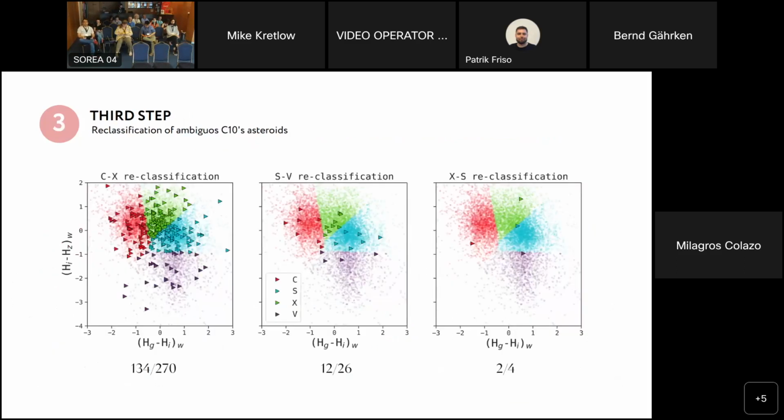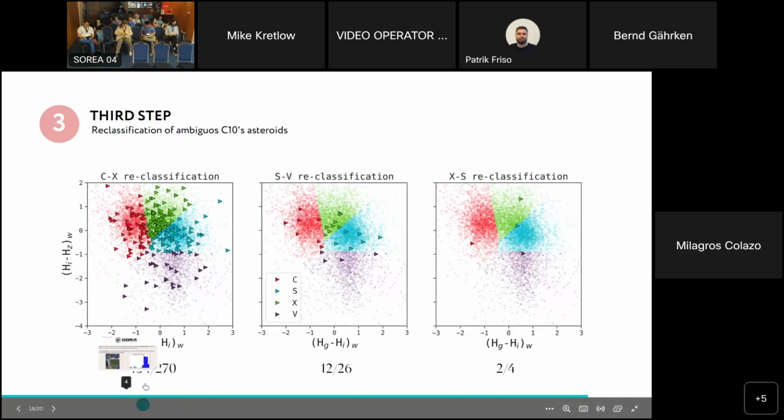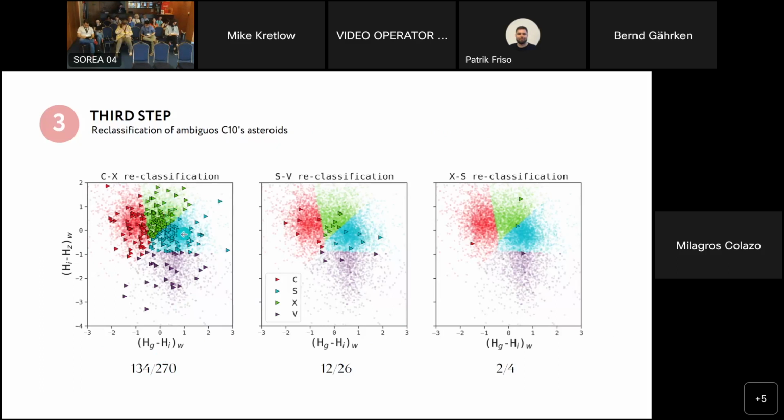And the third step was to perform the reclassification of the ambiguous Carvano asteroids. So we can classify 134 asteroids with more than 60% probability, of the 270 asteroids that Carvano, for example, has as ambiguous classification. And we can see that many of them are very far from the C or X type that the other authors proposed. The same with the SV and XS ambiguous classifications.